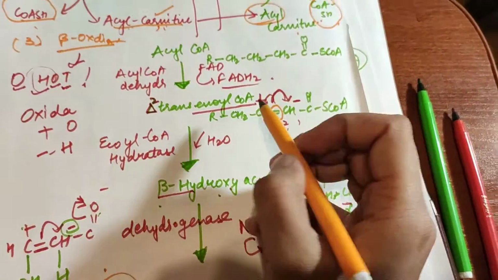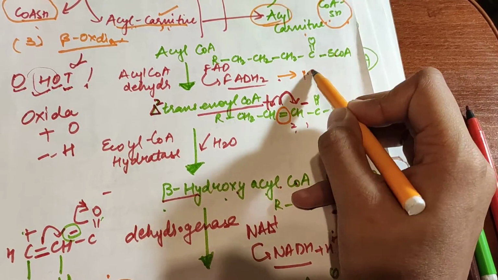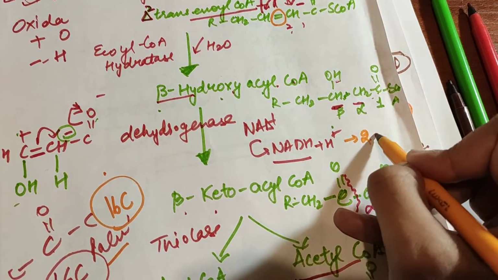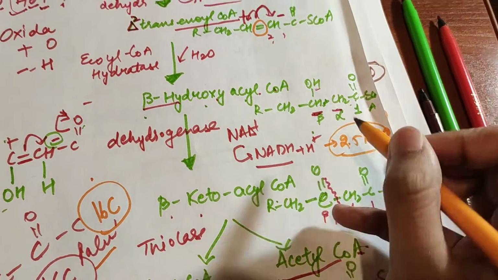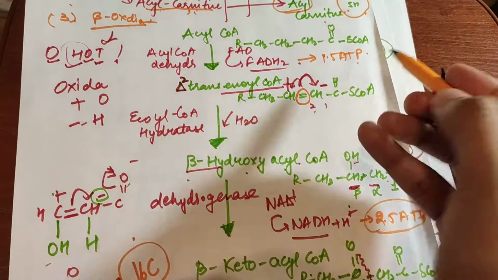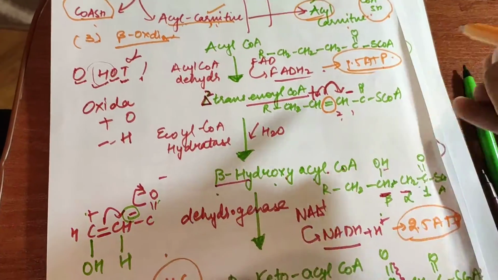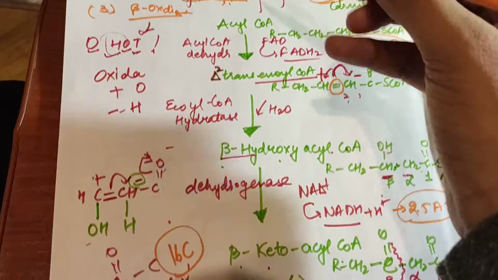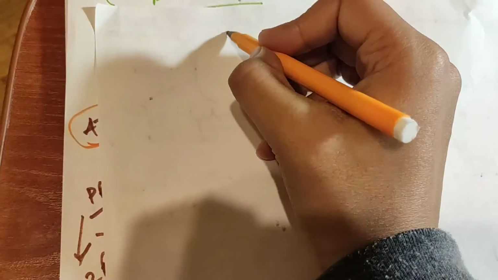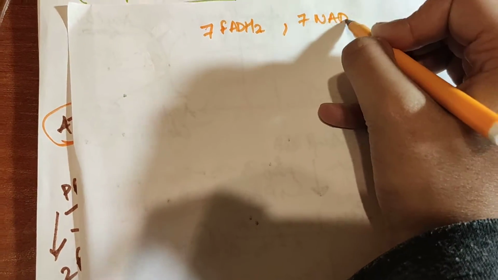Now see, here FADH2 is forming. FADH2 is equivalent to how many? 1.5 ATP equivalent. Here NADH is forming. This is equivalent to 2.5 ATP according to the new classification. If you have an older version of any book, then 2 ATP and 3 ATP will be written there. So this is the newer, latest version: 1.5 ATP and 2.5 ATP. Now this cycle is repeating 7 times, so that means 7 FADH2 and 7 NADH will be formed.